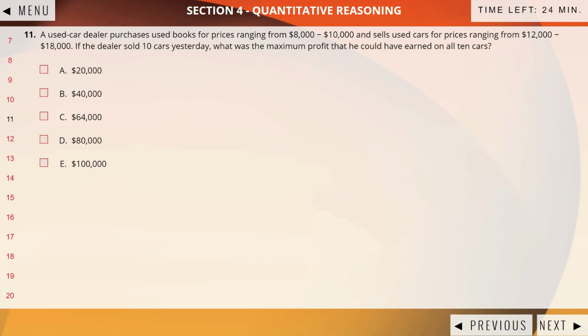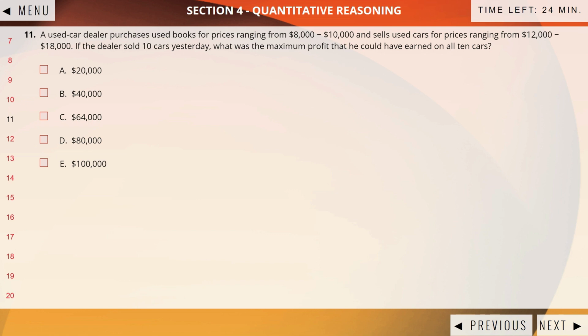I think they meant to say used cars. They just wrote books by accident. That's really shoddy. But anyway, at least some of the underlying maths is useful for you guys. So let's just say that this person's buying cars for this range and selling the cars for this range.